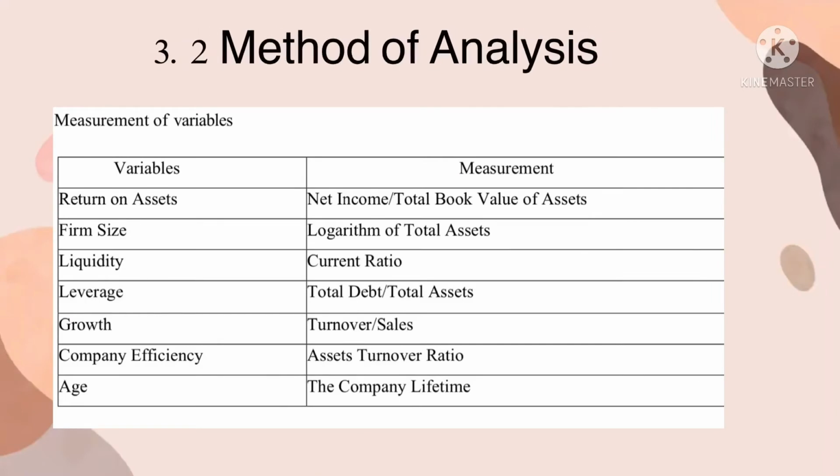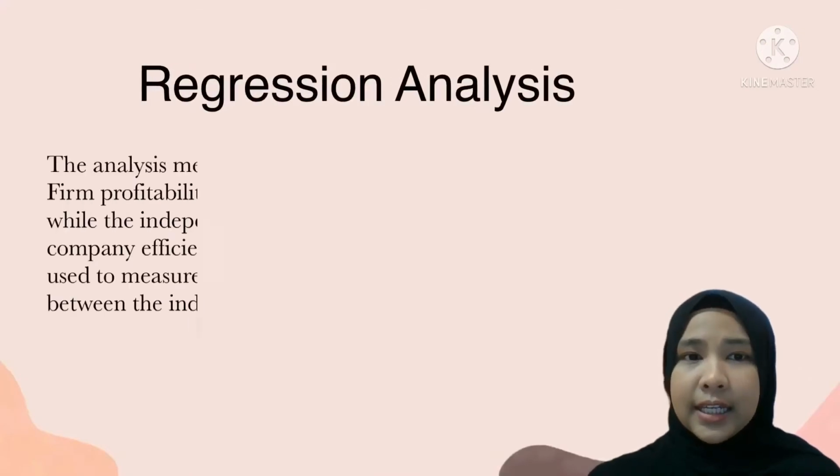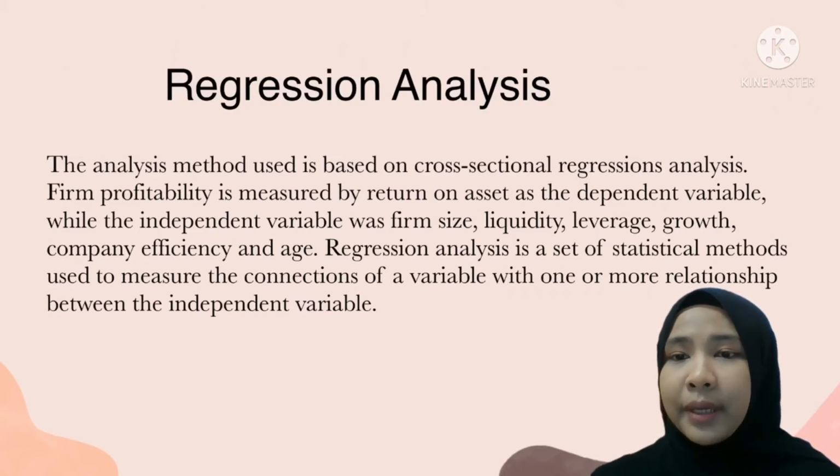Next, this is the method of analysis in this research report. Now, this is the research framework that has been included in the report. For regression analysis, the analysis method used is cross-sectional regression analysis. Firm profitability is measured by return on asset as the dependent variable, while the independent variables are firm size, liquidity, leverage, growth, company efficiency, and age. Regression analysis is a set of statistical methods used to measure the relationship of a variable with one or more independent variables.